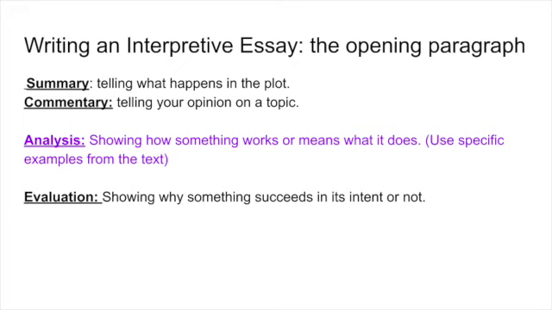Now, the highest order of thinking, of course, would be evaluation, where you're actually judging whether the piece you've read succeeds in doing what it was trying to do. Of course, if you have evaluation, you need to base that on analysis for it to be persuasive.